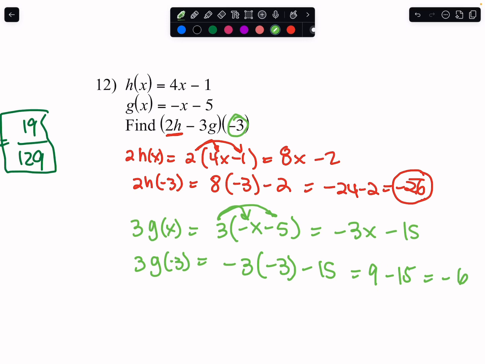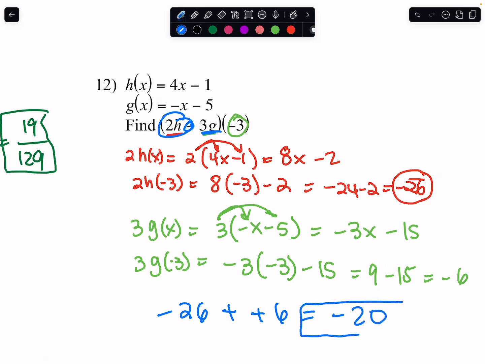Okay, now that I have that, I need to do my first thing minus, and then I have to subtract what I found for 3g, which was -6. Swap that, that's -20. And that's how you take care of those.